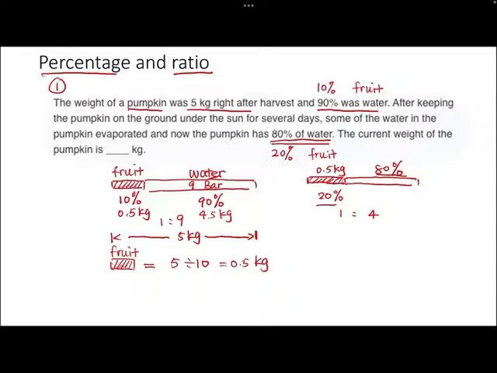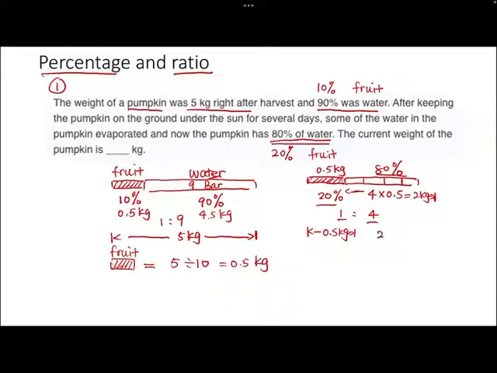After some days, the water is getting evaporated. Let me ask you a question. If only water gets evaporated, how about the fruit? How about the pumpkin meat? Is there any change in the weight of the pumpkin meat? No, it's not changed, right? So we know after some water has evaporated, the weight of the pumpkin fruit is still 0.5 kilograms. The weight is not changing at all.